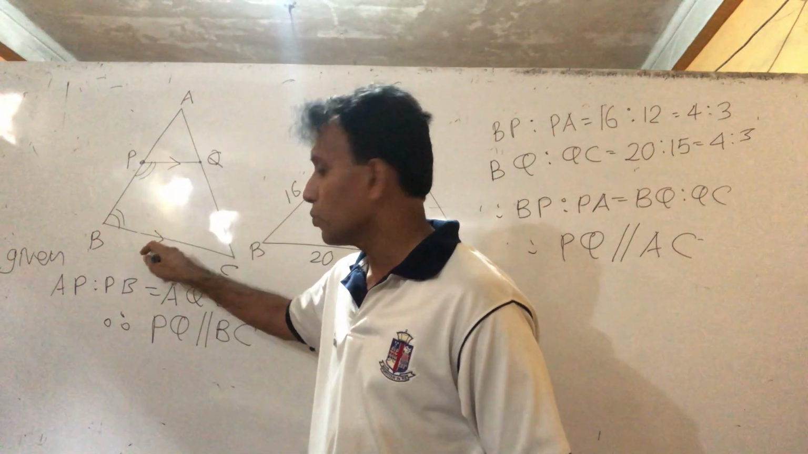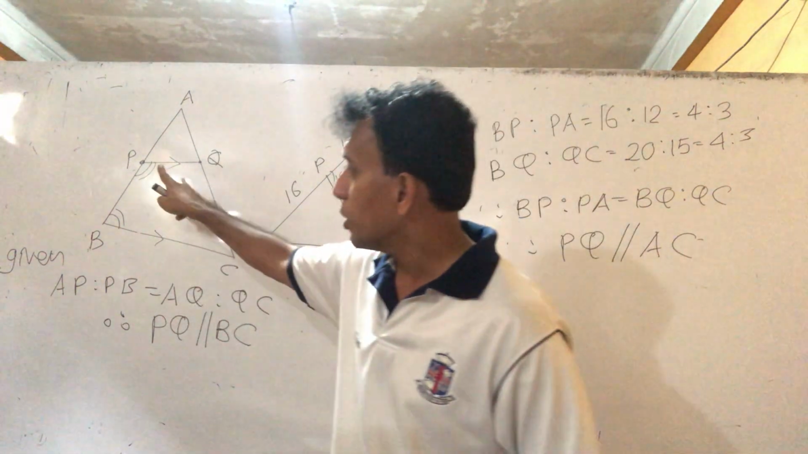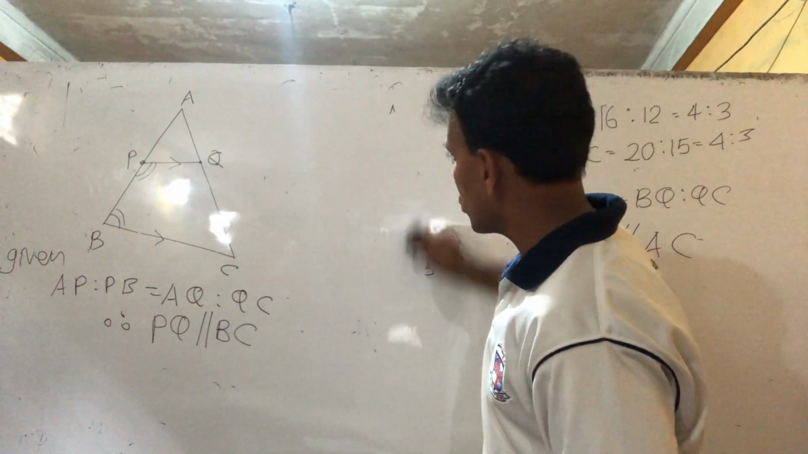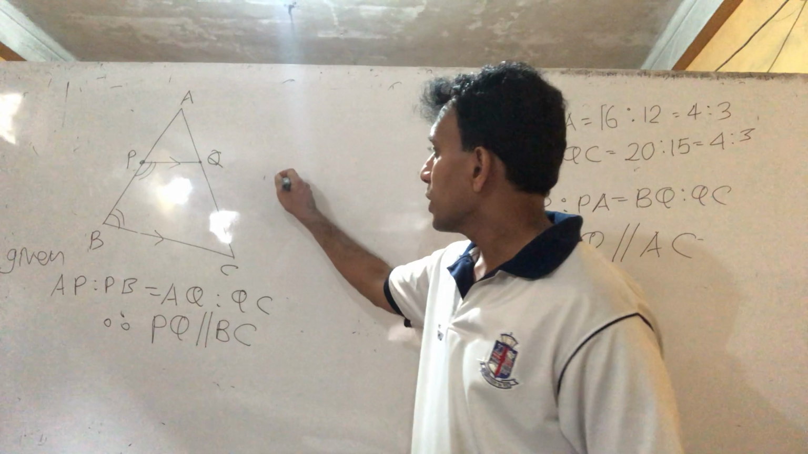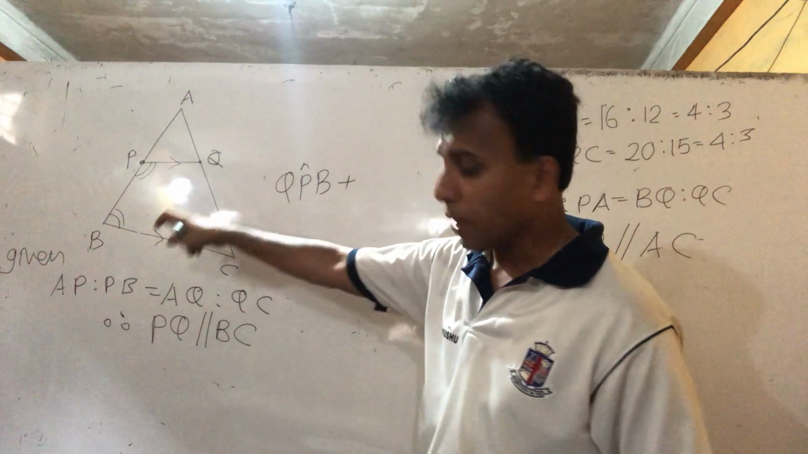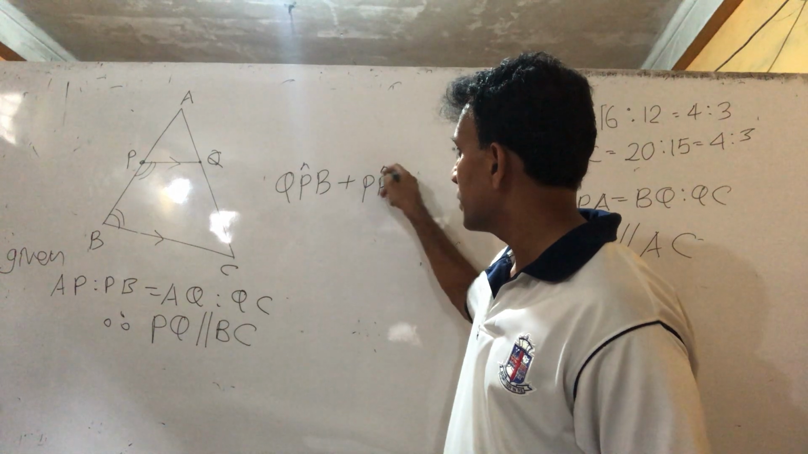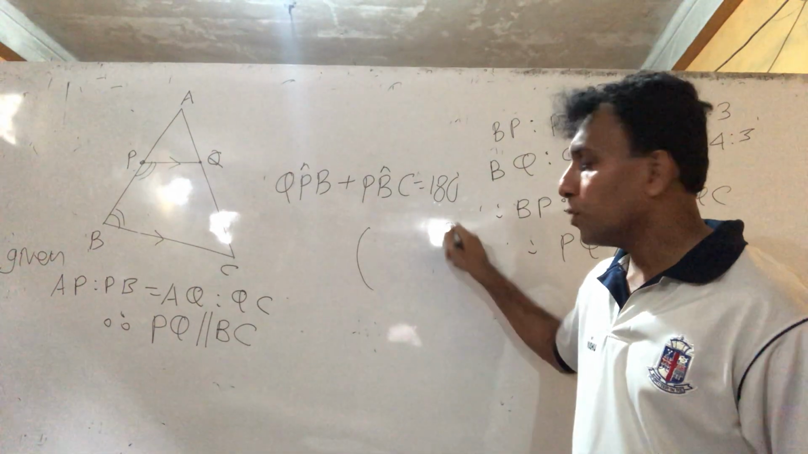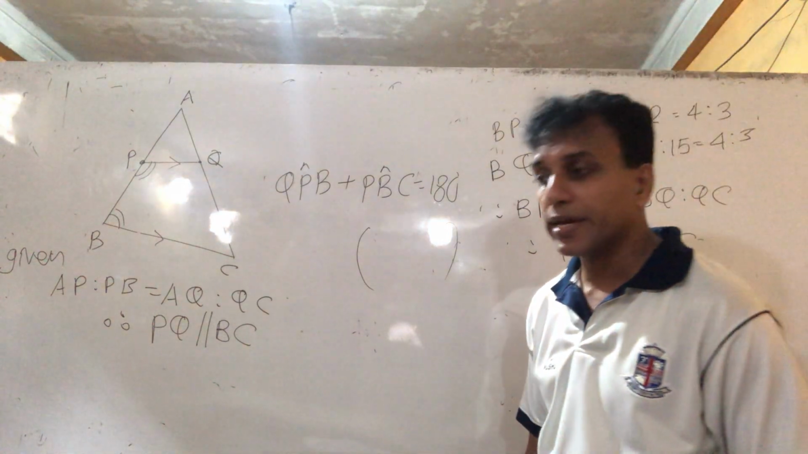Now this is parallel. You can't mark it in the diagram, you tell it, so I'm explaining. So what happened now? These two angles sum to 180 degrees, supplementary angles. Then write the answer. Copy this expression: angle QPB plus angle PBC equals 180 degrees. Give within brackets, sum of the allied angles.